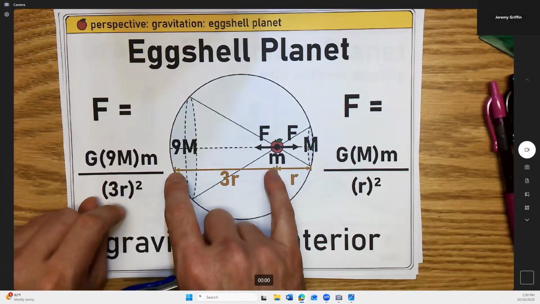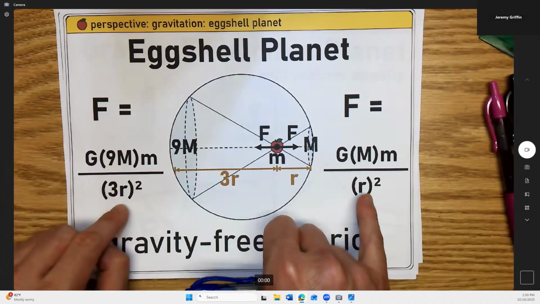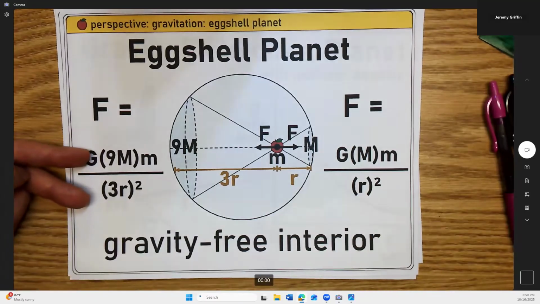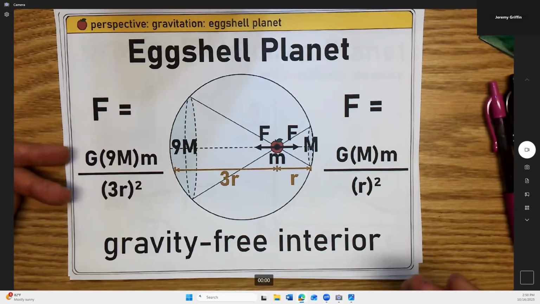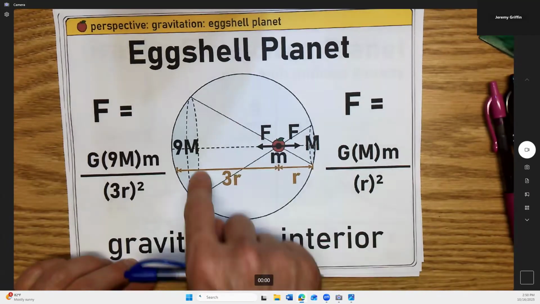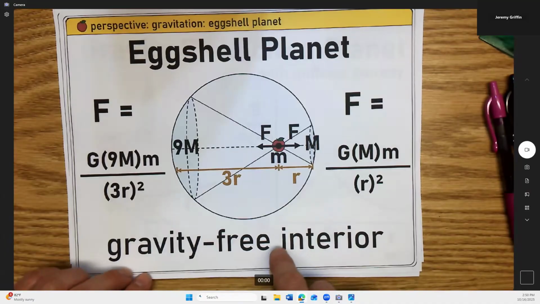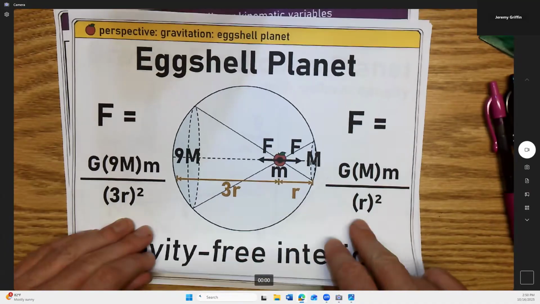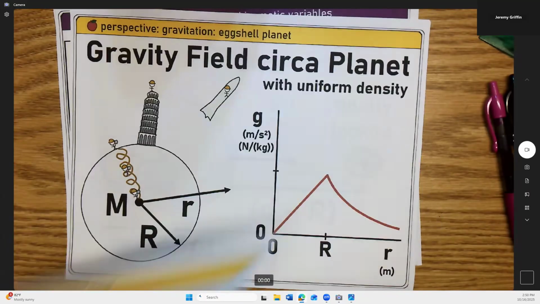But also 3 times farther away, when you do GM over r squared, that r is also times 3, and that also gets squared. Do you guys see 9 over 9 right here? 9 over 9. So it cancels out. And I could have picked any point inside the spherical eggshell, and it would have given the same gravity field here. So okay, now how's that helpful? Well, it's going to be part of the explanation for this one.